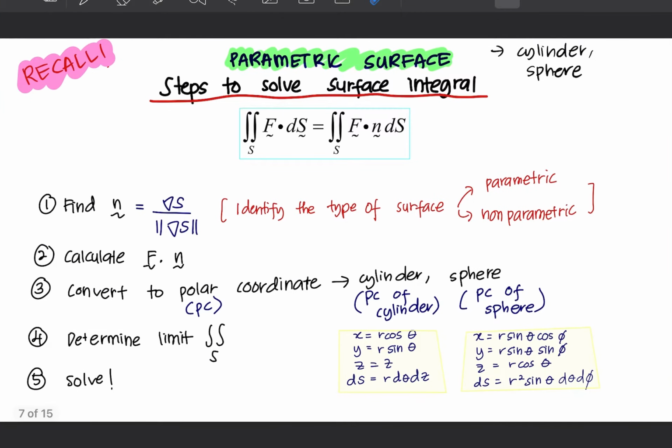Let's recall how to solve a surface integral for a parametric surface. For a parametric surface, we have a cylinder or a sphere. Remember, for a cylinder and a sphere, the unit normal is given by this formula, dS over the magnitude of dS, and then follow this step. You must convert the coordinates to polar coordinates: polar coordinates of a cylinder, polar coordinates of a sphere.